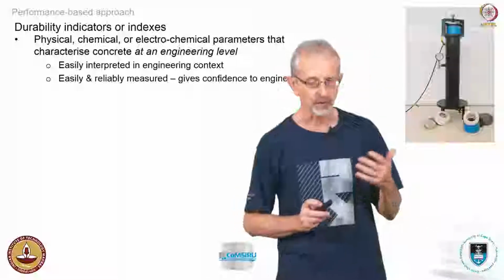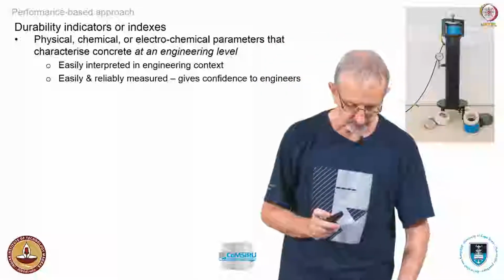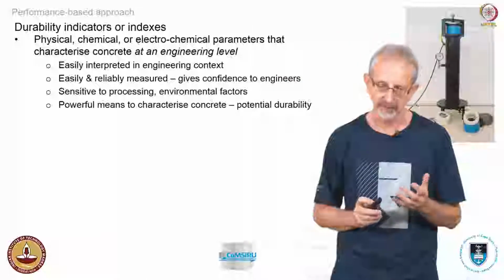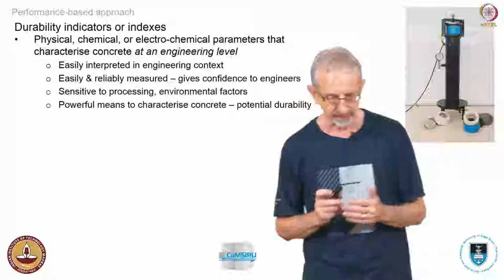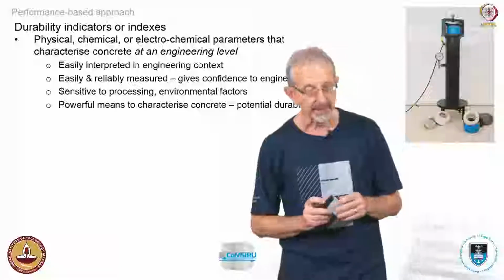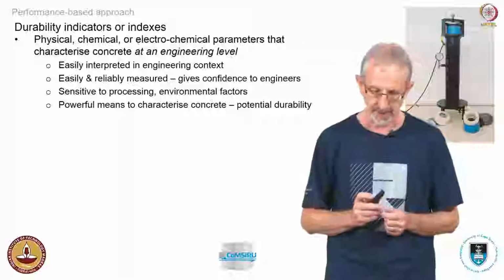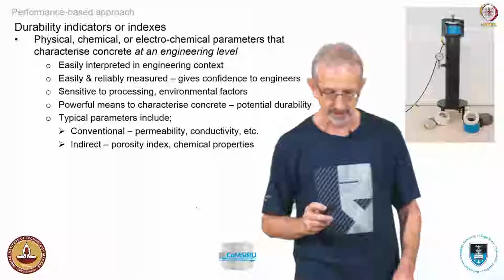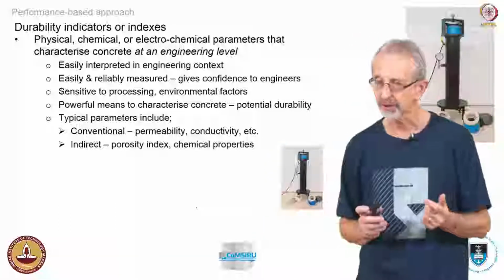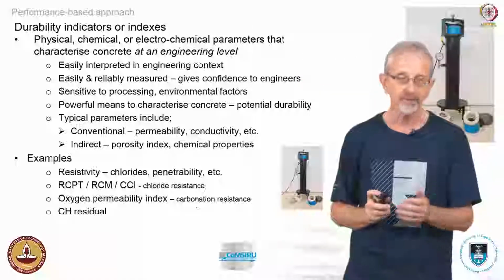Just a brief word on durability indicators or durability indexes. These are physical or chemical or sometimes electrochemical parameters that characterize concrete at the engineering level. So they are easily interpreted in an engineering context, and they're easily and reliably measured. And in fact, these durability indicators can be a great way forward in terms of moving into this performance setup. They need to be sensitive to all the things that will affect the final structure, the processing and the environmental factors, and they are very powerful means to characterize the potential durability of concrete.